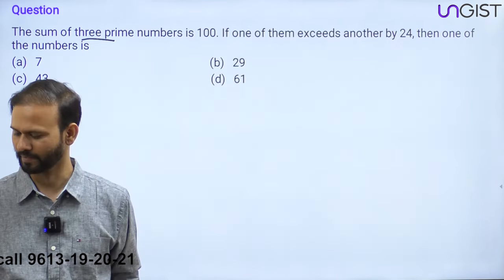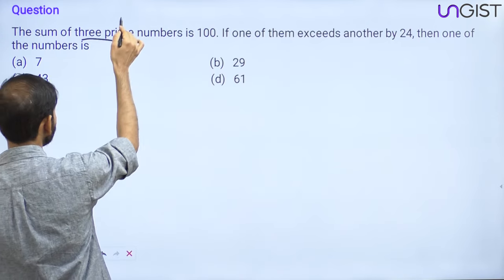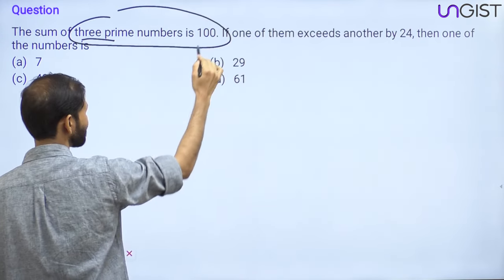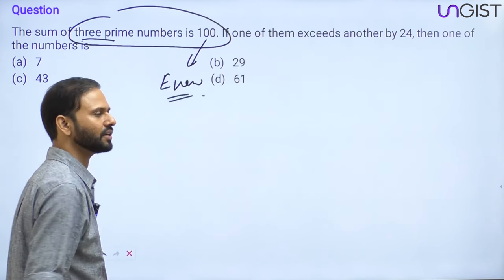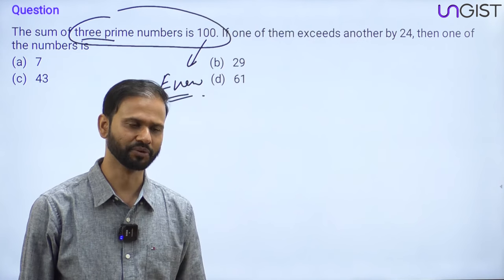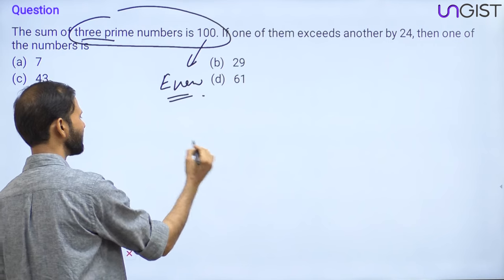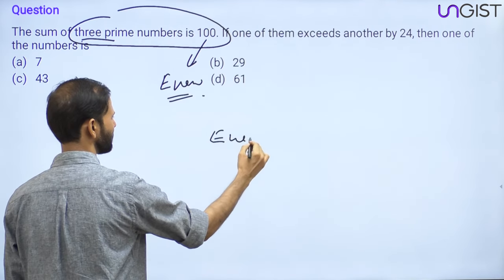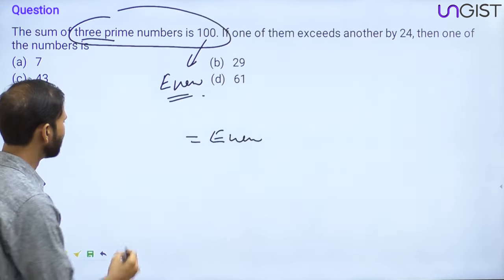सुनना चाह रहा हूं वो क्या है एवरीवन. What exactly I want to know is: the question is saying three prime numbers, the sum is 100. What is 100? 100 is an even number. All of you, if the sum of three numbers is 100, right? 100 is an even number. So if the sum of three numbers is an even number, then you know what?